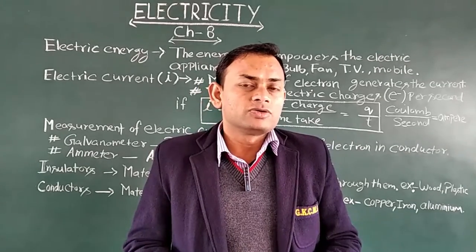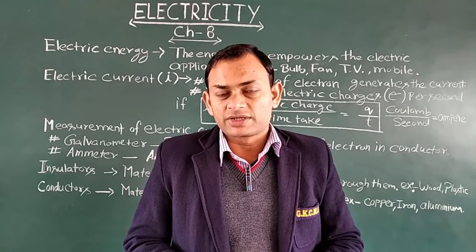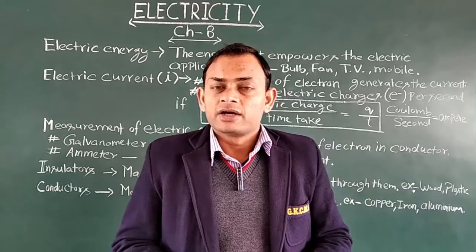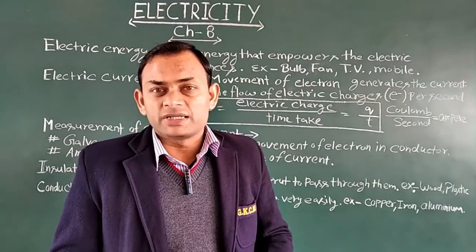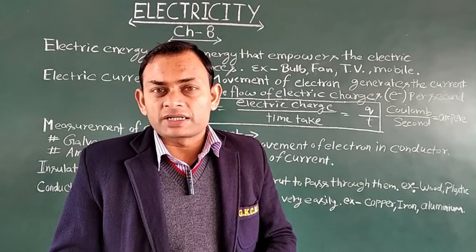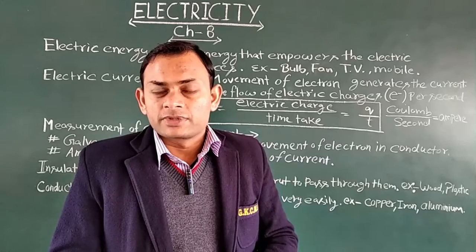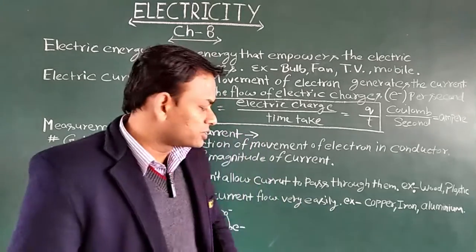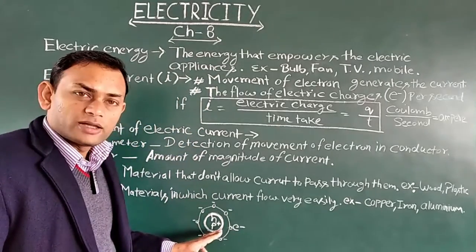Students, I told you about matter in the 6th class. I told you that everything around us is made up of matter, and matter is made up of small tiny particles. These small particles are called atoms. In an atom, electrons, protons and neutrons are found.